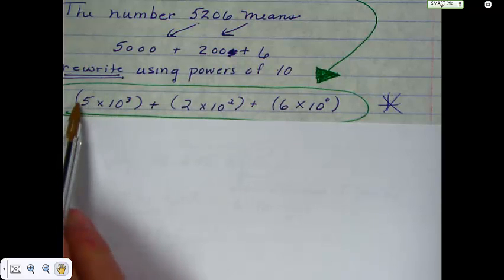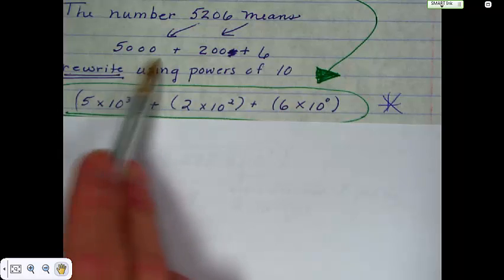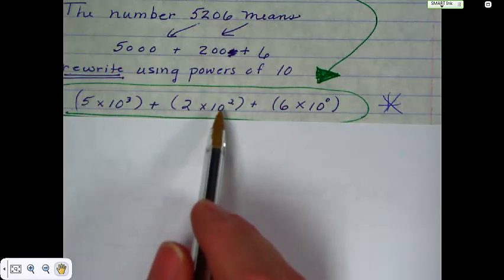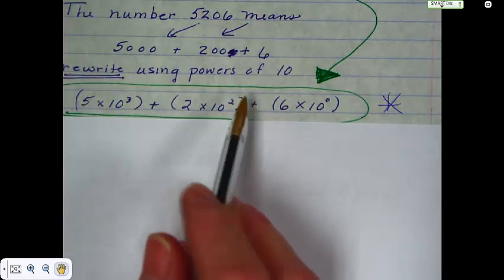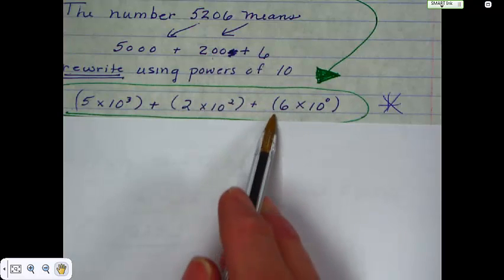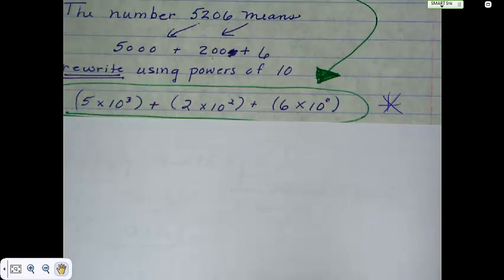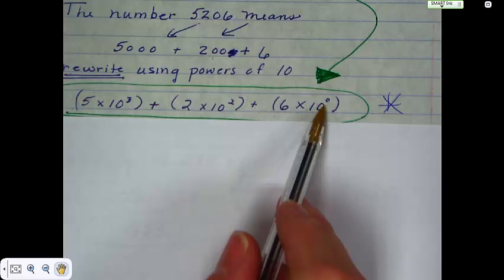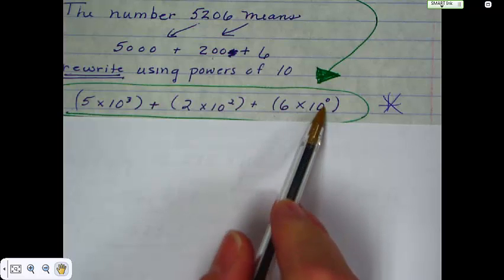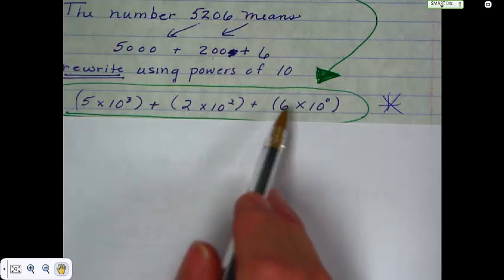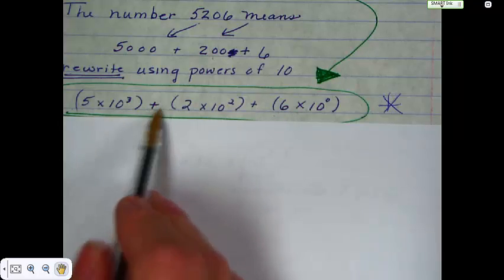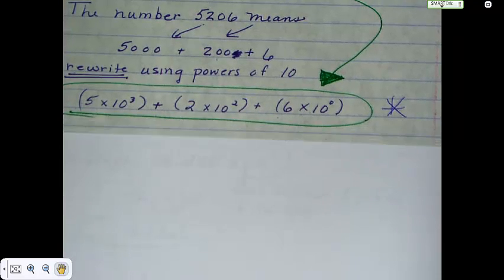So this is 5 times 10 to the 3rd, which is your 5,000, 2 times 10 to the 2nd, which is your 200, 6 times 10 to the 0. Any number to the 0 power is 1. So 6 times 1, basically, 10 to the 0 is 6. This is expanded notation, okay?